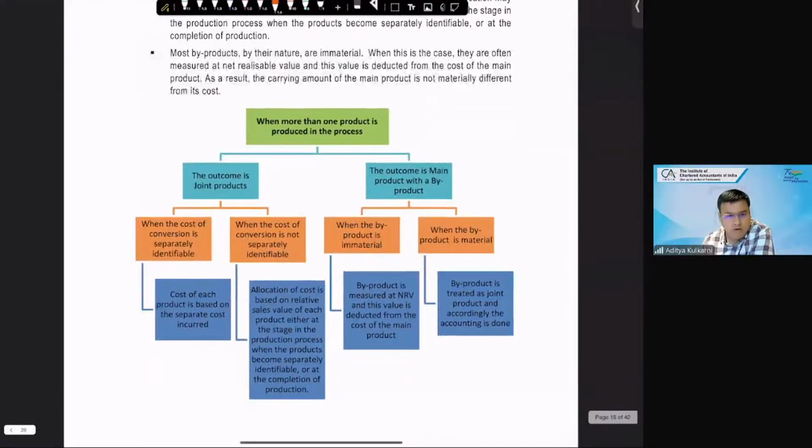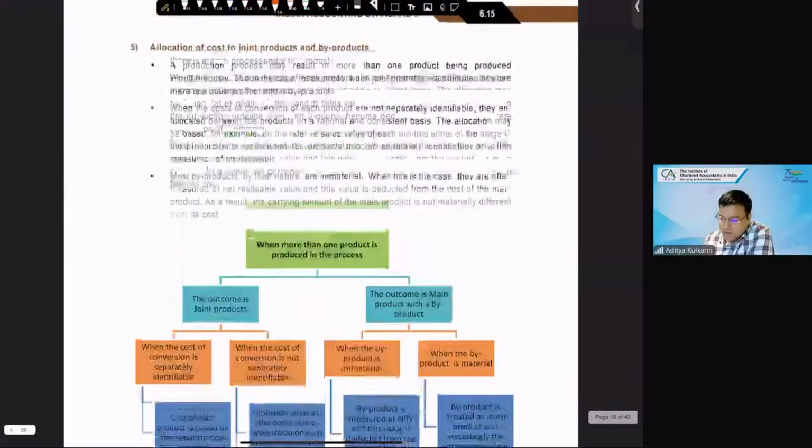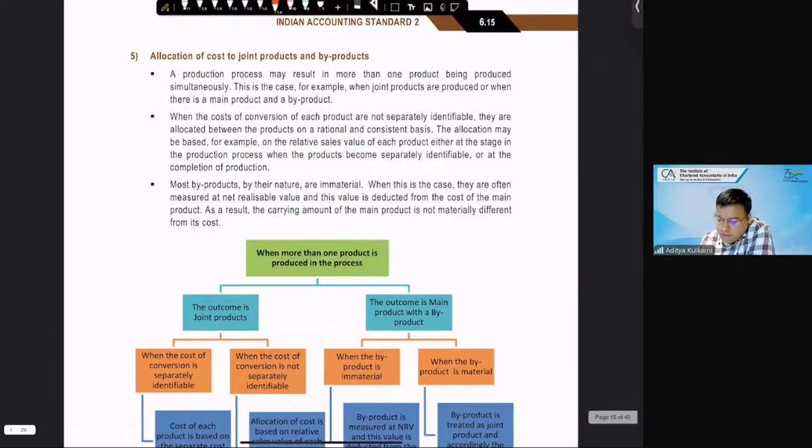See, this is basically what I have explained. They put it in a chart. A production process may result in more than one product being produced simultaneously. So joint products, or when there is a main product and a byproduct. Cost of conversion are not separately identifiable. We call that the joint cost. They are allocated between the products on a rational and consistent basis. Rational and consistent is not output method. Put that in your mind. Output method is not rational.